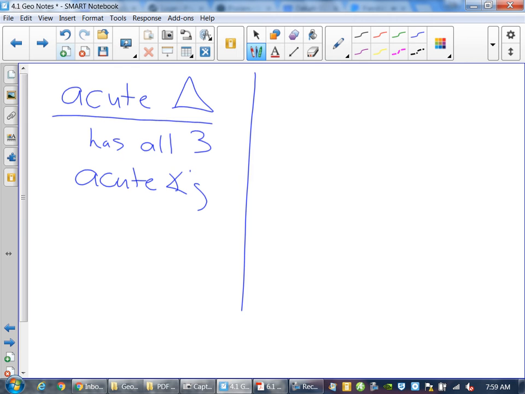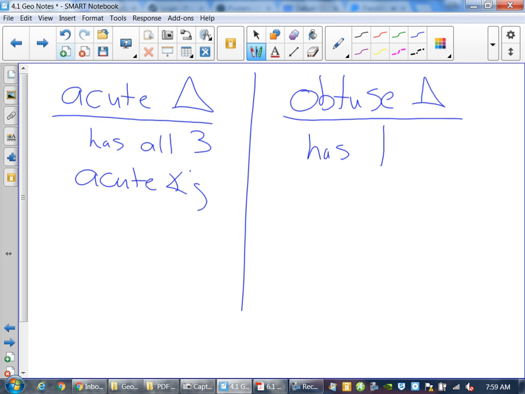Whereas an obtuse triangle would have what? How many? One, very good. An obtuse triangle can only have one obtuse angle. So acute, obtuse, we did the right triangle, and from there. Okay? Questions?